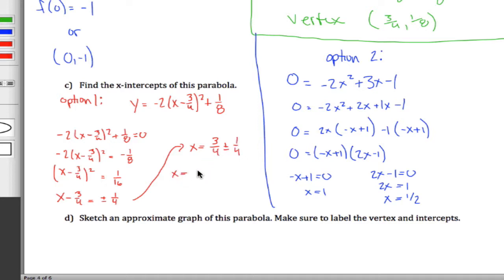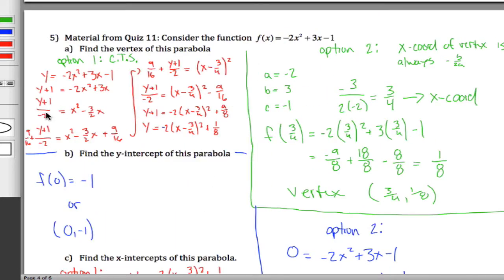Well, 3/4 minus 1/4 is a half. 3/4 plus 1/4 is 4/4, in other words, 1. You get the same answers no matter which method you use. I think this way is easier. The problem with this way is you have to do this option, and this option's hard.